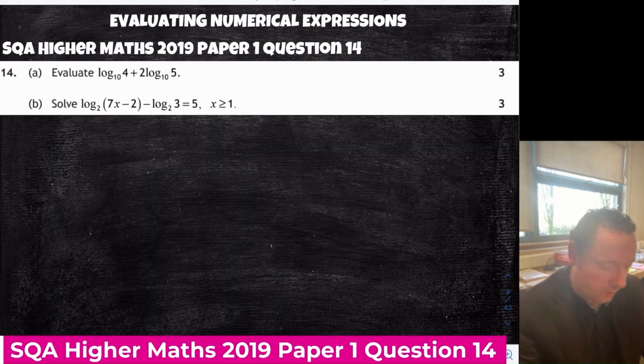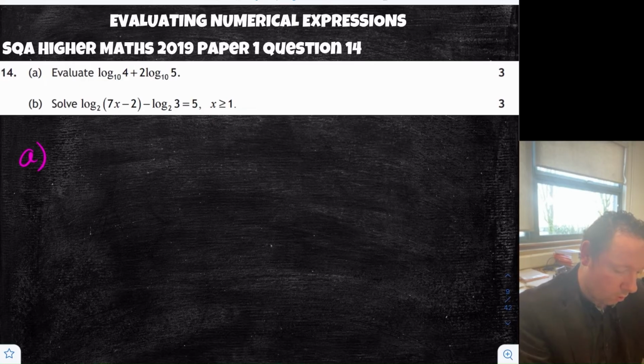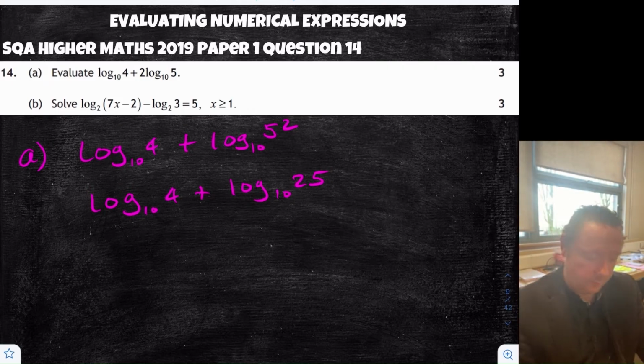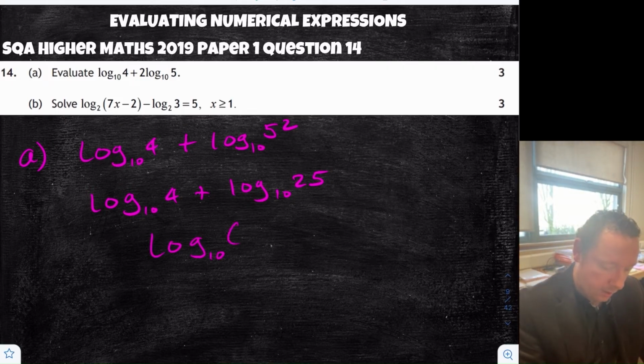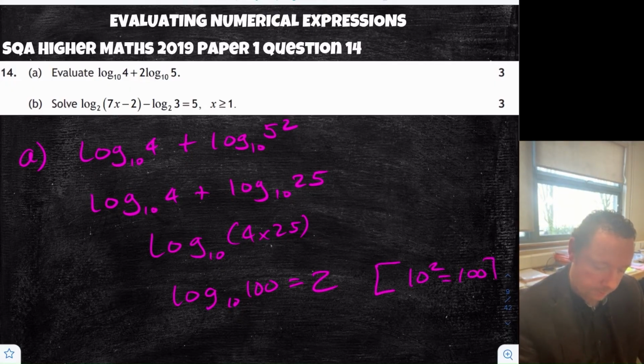Okay, evaluating numerical expressions, SQA Higher Maths 2019, paper 1, question 14. Part A, evaluate log 10 4 plus 2 log 10 5. So we've got log 10 4 plus log 10 5 squared, because I can take the 2 up. So that's log 10 4 plus log 10 25. And then we can combine that because we can times the numbers together. So it's log 10 4 times 25, which is log 10 100. Log 10 100 is equal to 2 because 10 squared equals 100. And there we are.